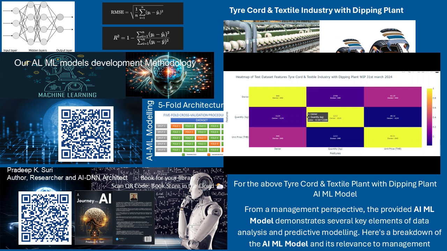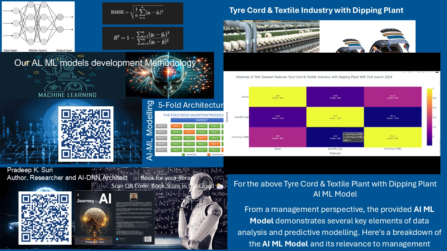Observations. High correlation. Some features exhibit strong correlations, indicated by the intense yellow and purple blocks. For instance, there's a high positive correlation between denier 840 and quantity, kg. Low correlation. Weaker correlations are depicted by lighter shades, suggesting a less pronounced relationship between those features. Missing values. There are no blank cells in this heat map, indicating complete data.